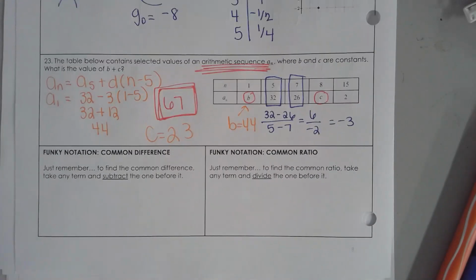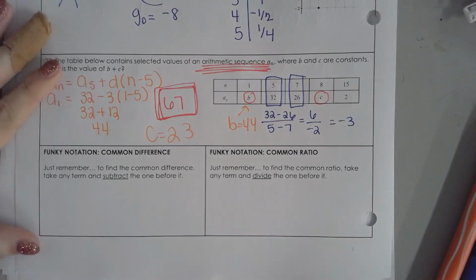All right, just want to throw in some funky notation that you could see on a question that would throw you off, but is not meant to throw you. Oh, well, I don't know if it's meant to throw you off or not, but it's simple. Common difference. If you have a sequence, you have a term, and you subtract the one before it, it's going to give you the common difference. So some ways you might see that as notation. You might see it like this.